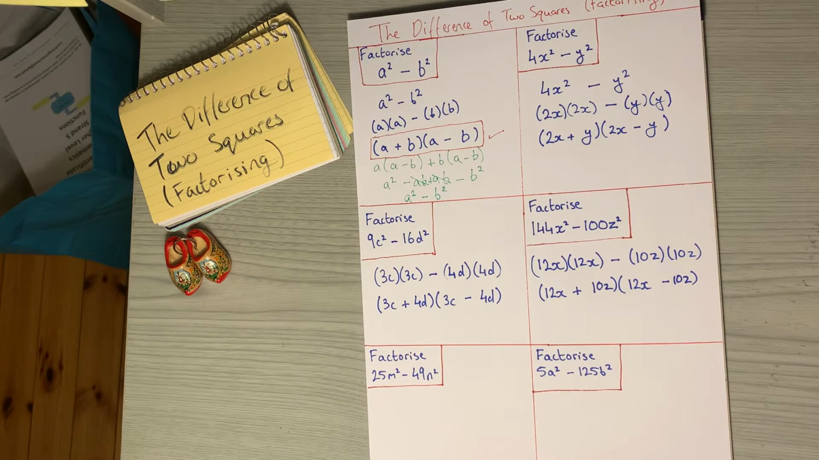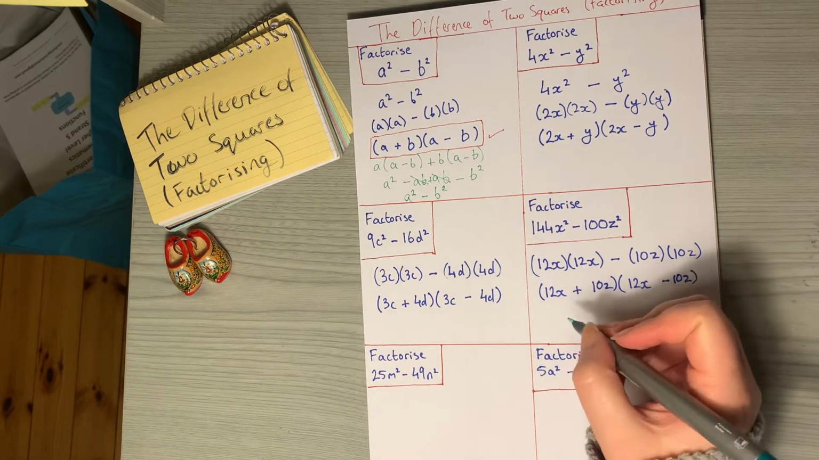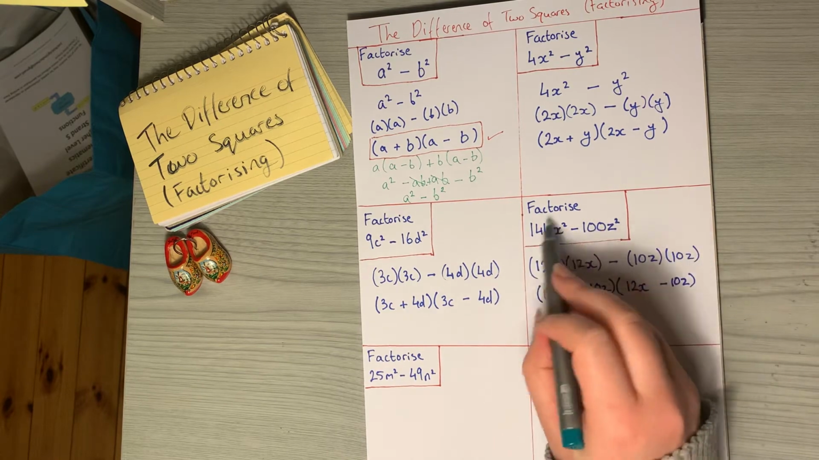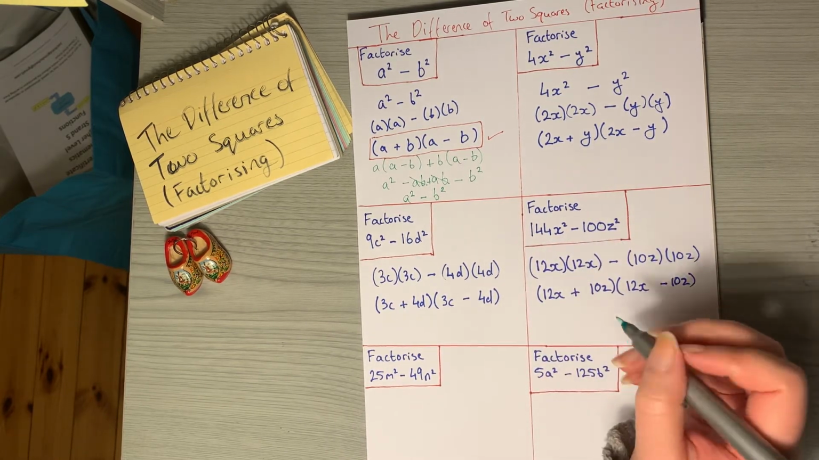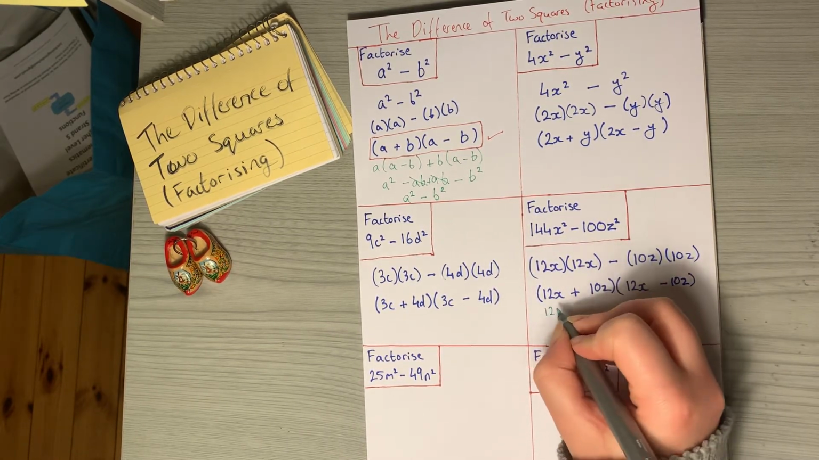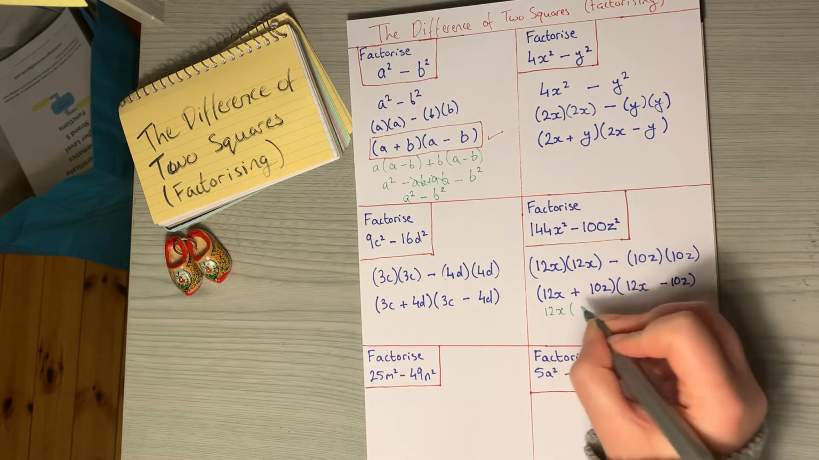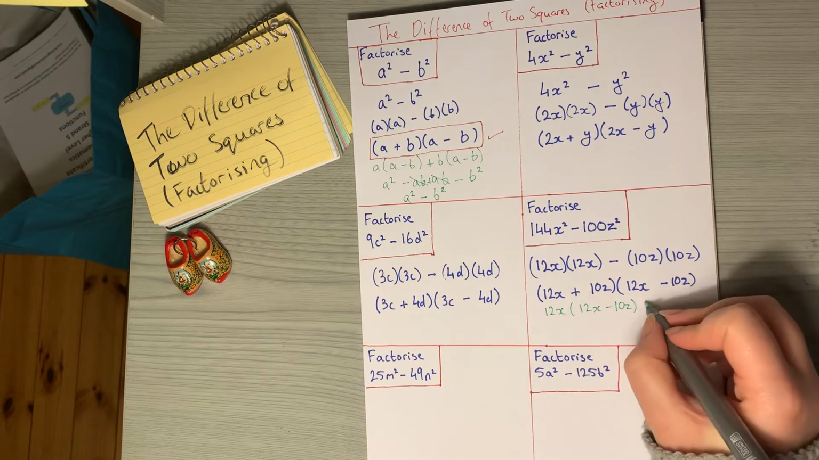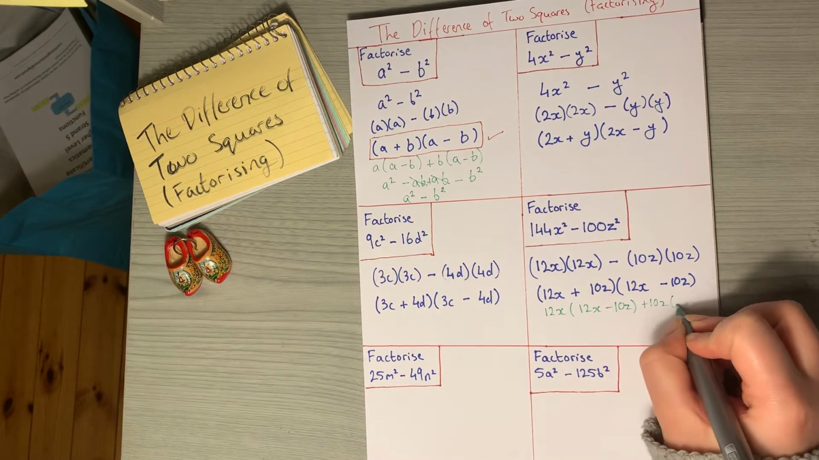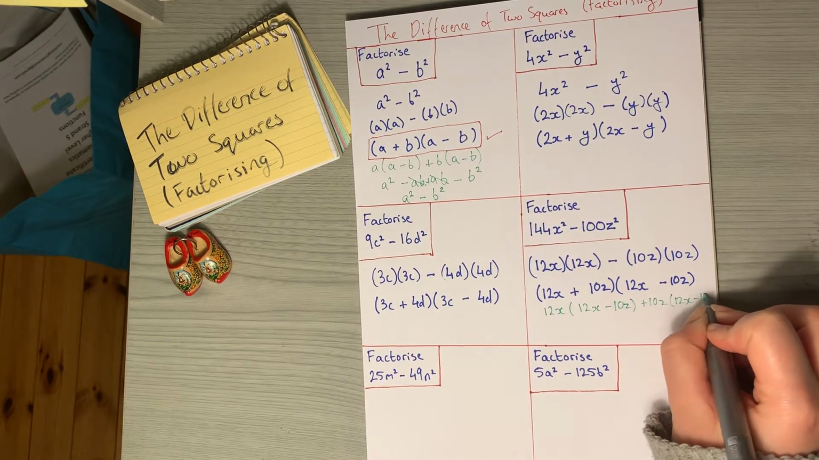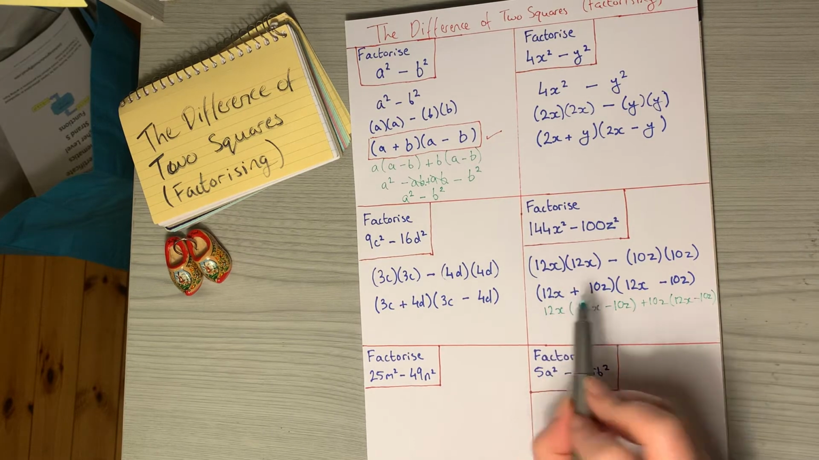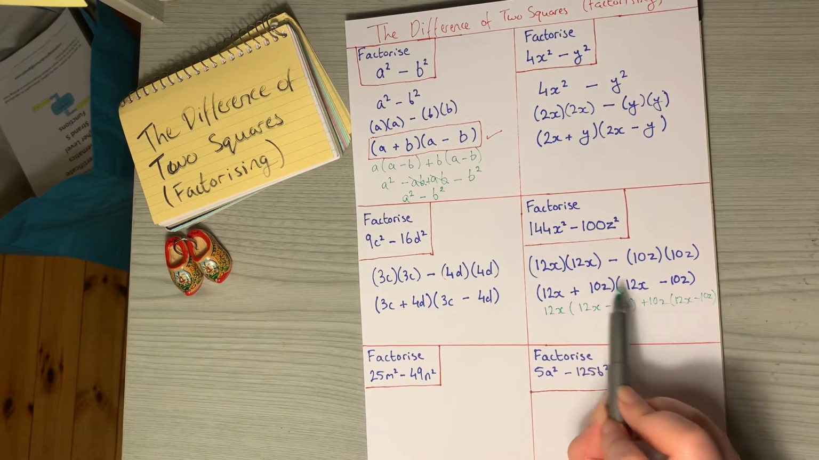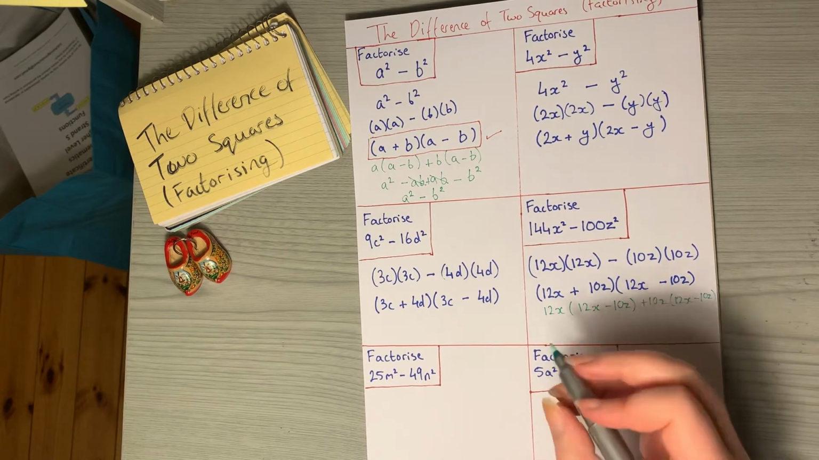All right, and just for practice, we can verify this one. So if I multiply out these brackets, I should get this expression that I originally started off with. So this is equal to 12x times 12x minus 10z, plus 10z times 12x minus 10z. Okay, so that's my first term times my second bracket plus my second term times my second bracket.